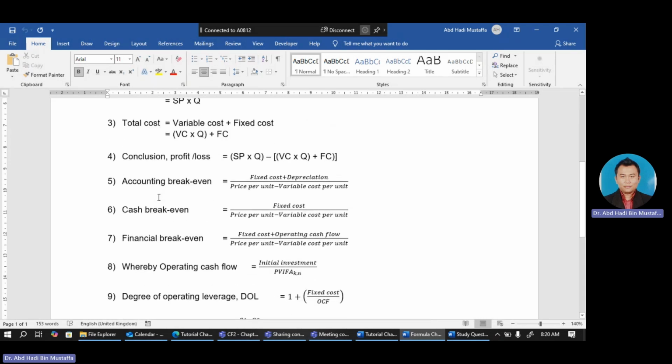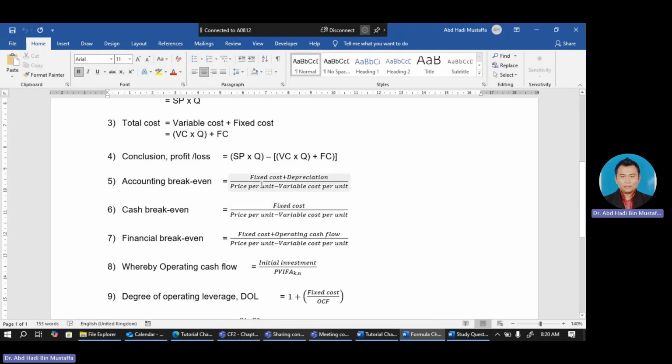Now, let's have a look at formula number 5, 6, and 7. The purpose of these formulas is to calculate accounting break-even, cash break-even, and also financial break-even. For your information, break-even means the ideal quantity when the profit is 0. If the profit is 0, what will be the ideal quantity? Because that is a level that we want to measure.